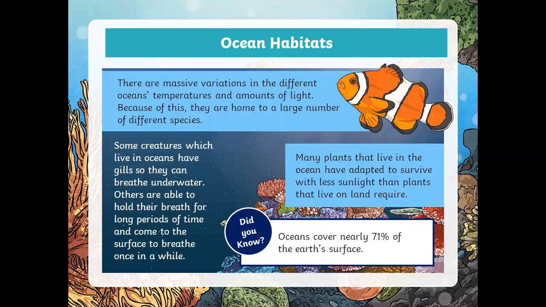Many plants that live in the oceans have adapted to survive with less sunlight than the plants that live on land. The plants that we have in forests on land require sunlight, water, and soil to grow and flourish, while in the water habitats, the plants that live and survive there do not need as much sunlight. And that's okay. They've gotten used to that habitat. The ocean covers nearly 71% of the Earth's surface.